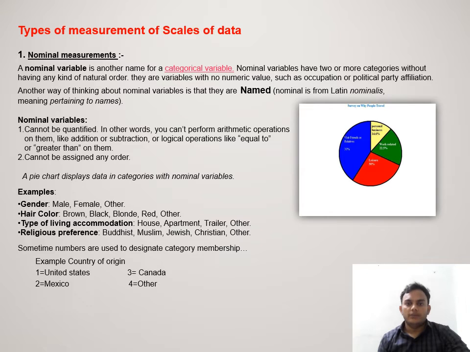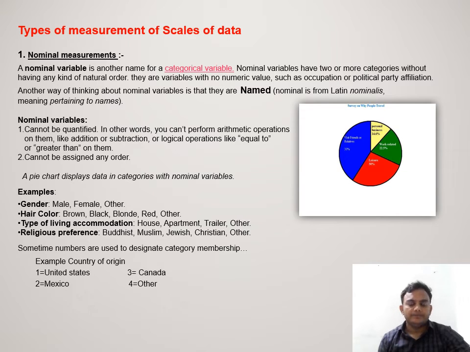Nominal is from the Latin word nominalis, meaning pertaining to names. Nominal variables cannot be quantified. In other words, you can't perform arithmetic operations on them like addition or subtraction, or logical operations like equal to or greater than. They cannot be assigned in any order. They are basically represented on a pie chart. Here, a pie chart displays data in categorical variables with categories of nominal variables.